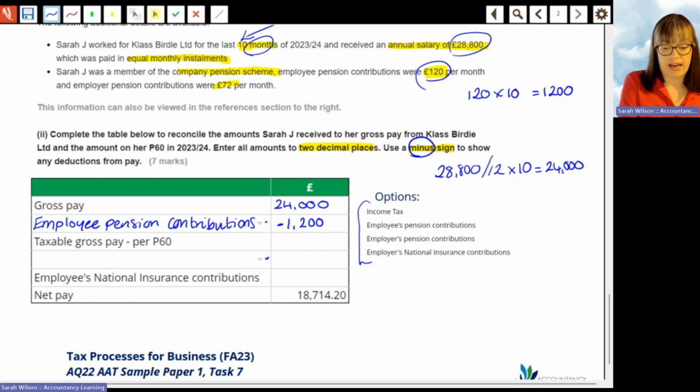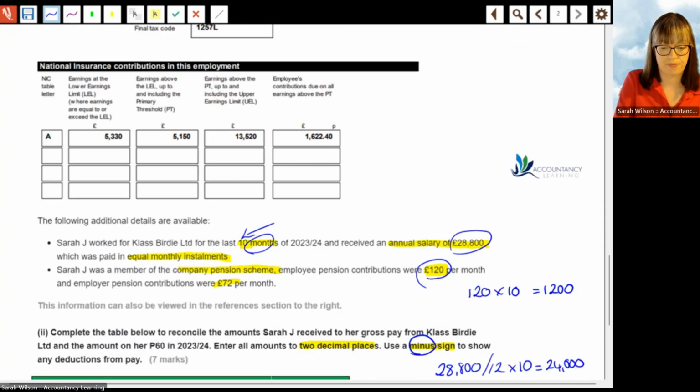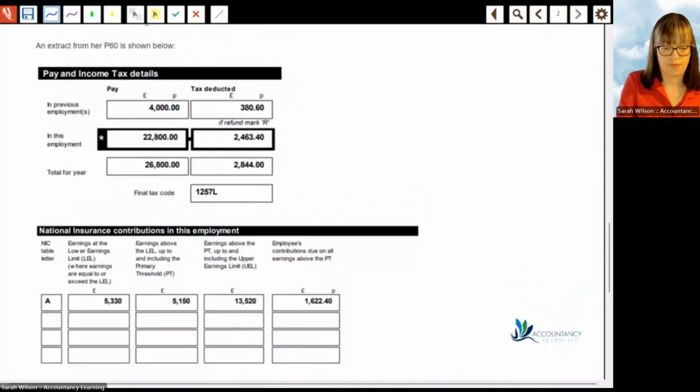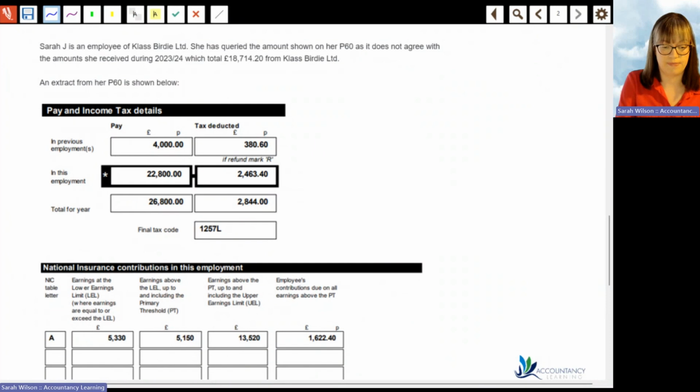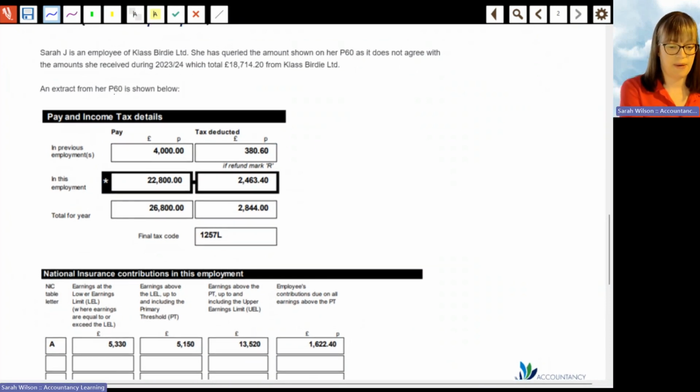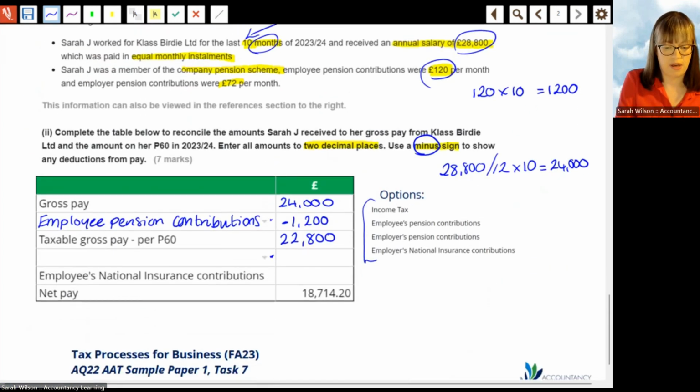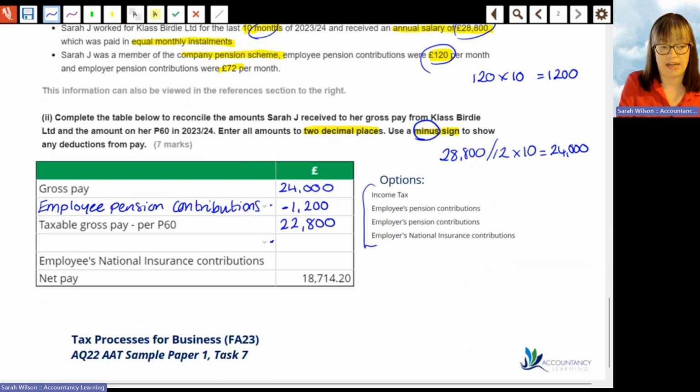We can now do that calculation, 24,000 minus 1,200, to give us the taxable gross pay per P60, which is up here. So on the P60 up here, we can see that this is the taxable pay, 22,800, and that's the figure that we've calculated down here.